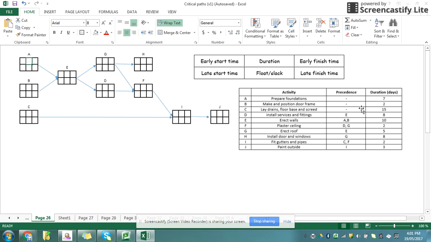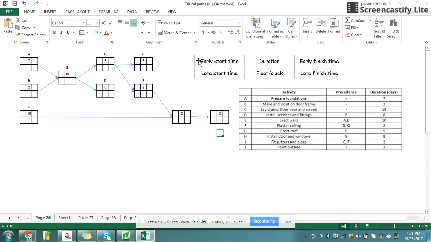So duration of task A was 7. Duration of task B was 2. Duration of task C was 15. Duration of task D, be careful because it's not in the place where you think it is, 8. Duration of task E is 10. Duration of task F was 2. Duration of task G was 5. Duration of task H was 8. Duration of task I was 2, and duration of task J is 3. So I filled in the duration tasks.